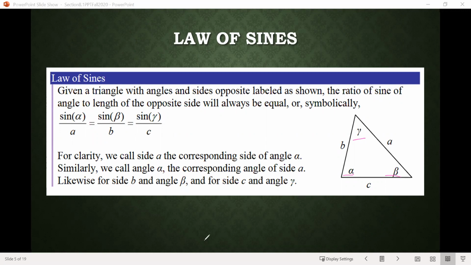So we notice that alpha is right across from the side A. Beta is straight across from the side B. Gamma is right across from the side C. And we see them all paired up over here. Okay. So what this is really saying is that if we have some sides and angles labeled in a triangle, then the sine of an angle over the length of the opposite side would be equal to the sine of any other angle over the length of its opposite side.